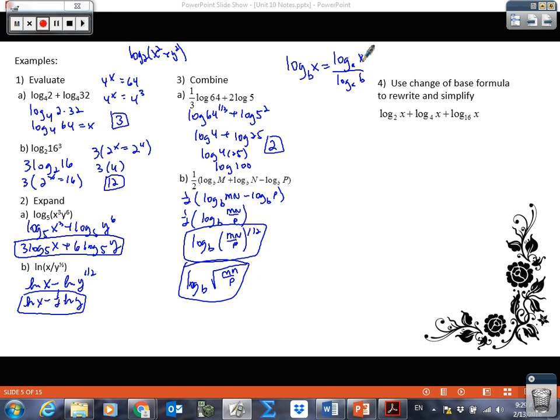The argument of the numerator needs to be the argument of the original logarithm. The argument of the denominator has to be the original base. That's the change of base formula. Okay, so let's think about that.